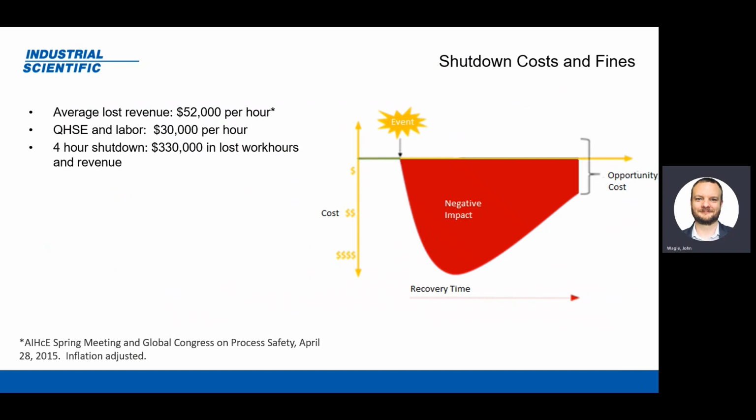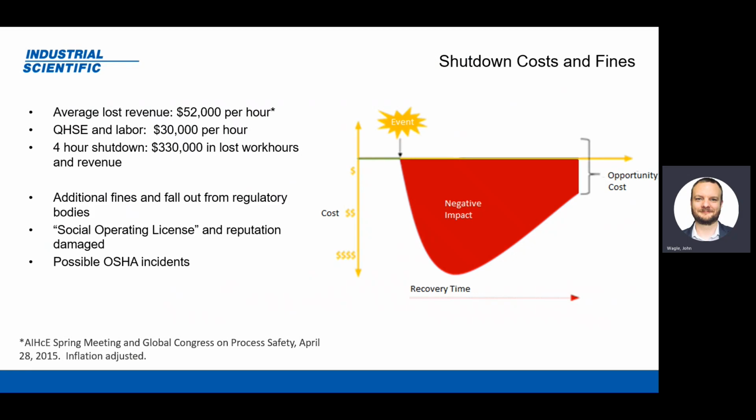To put this in perspective, a study done by the IHCE Spring Meeting and Global Congress on Process Safety found that an average size refinery is going to lose $52,000 per hour it's shut down. QHSE and labor is an additional $30,000 per hour, which gives us the average 4-hour shutdown costing $330,000 in lost work hours and revenue. That's not even taking into account fines and fallout from regulatory bodies, the damage that we can do to our social operating license, or possible OSHA incidents in which someone gets hurt and now needs medical attention. All of those are obviously a huge cost, but simply lost time can cost $330,000 for a 4-hour shutdown.